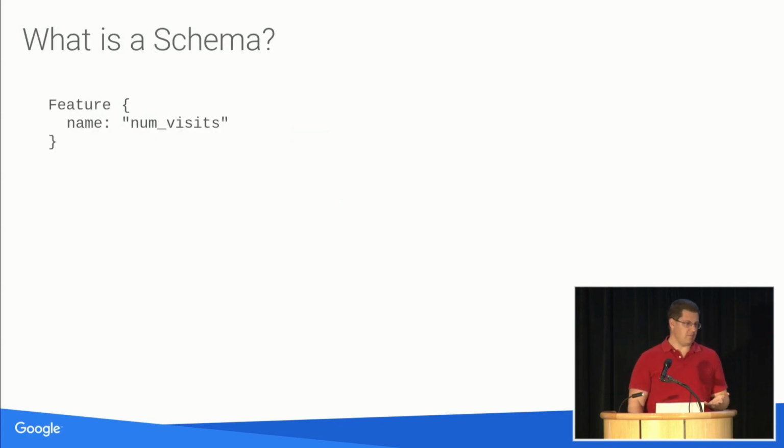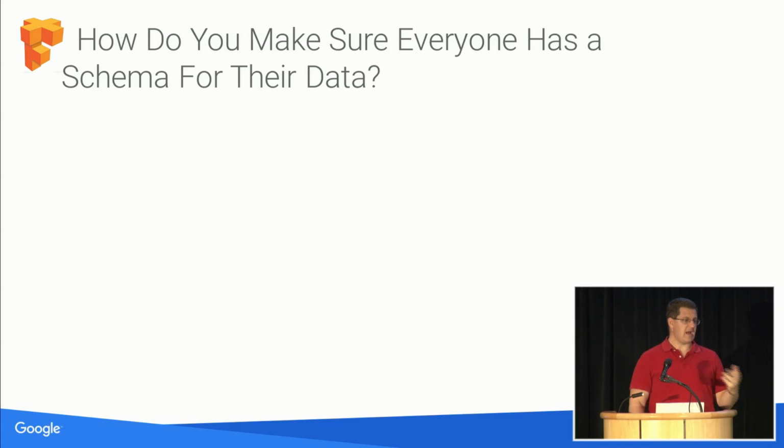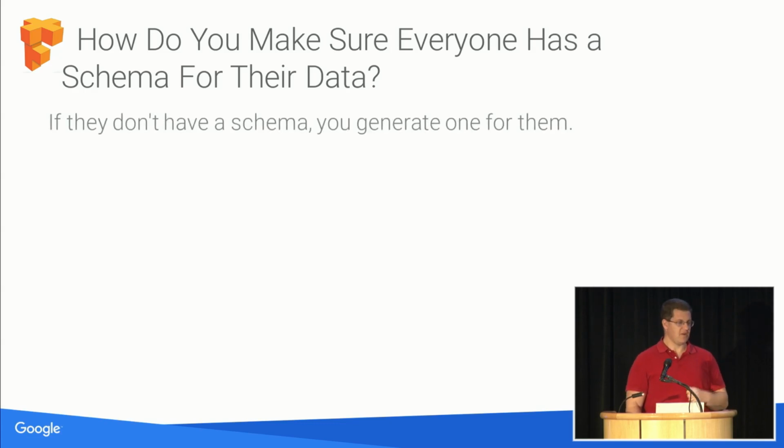So what kind of schema do we use to describe that data? Well, first of all, we say what kind of object it is. We say the value count, and then we give some presence constraints. Like for instance, is it always present? Then we say the min fraction is 1.0. And how do we make sure that everyone has a schema for their data? Well, it's a very simple answer to that. If you don't have a schema, we'll generate one for you.